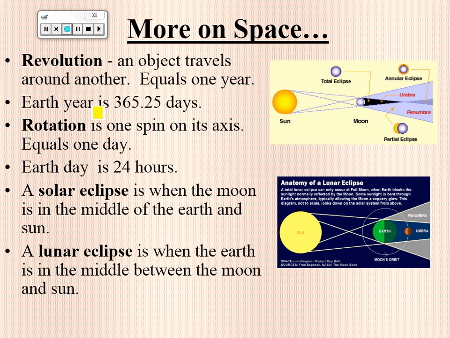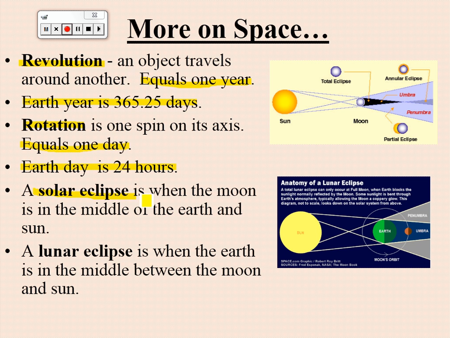Okay, revolution versus rotation. Everyone always mixes these up. Revolution is how long it takes to travel around the sun, so this is equal to 1 year. Earth's year is 365.25 days. Rotation is equal to 1 day. It's how long it turns on its own axis. It's like if you were to spin around. Okay, an Earth day is 24 hours. Now every planet has its own year and its own amount of time that equals a day. The way that you may remember it is that revolution is the longer of the 2 words, and so it would equal the year.